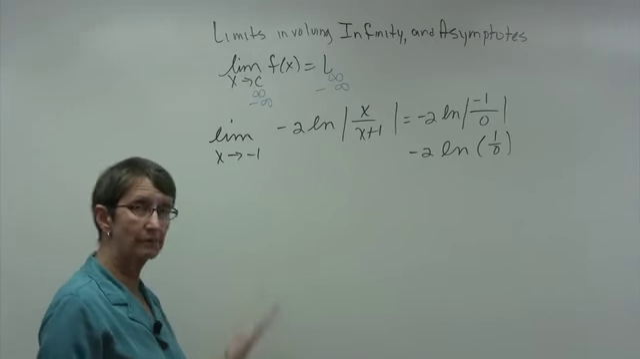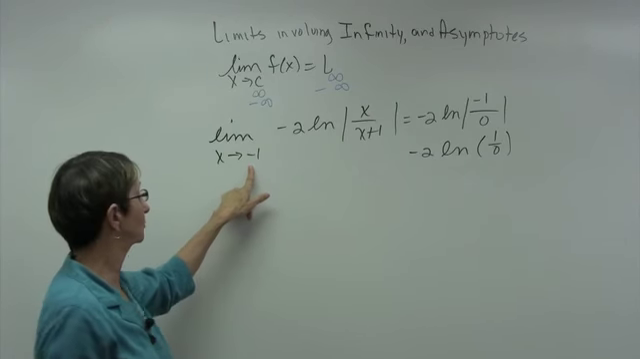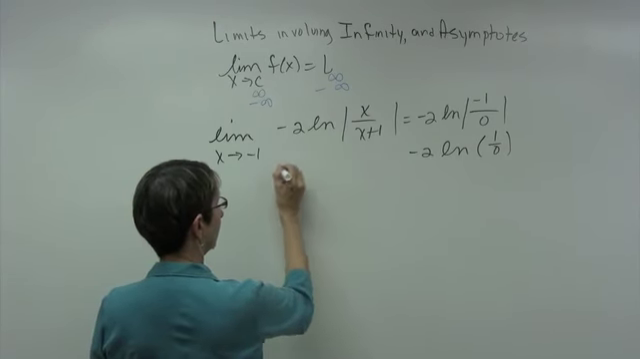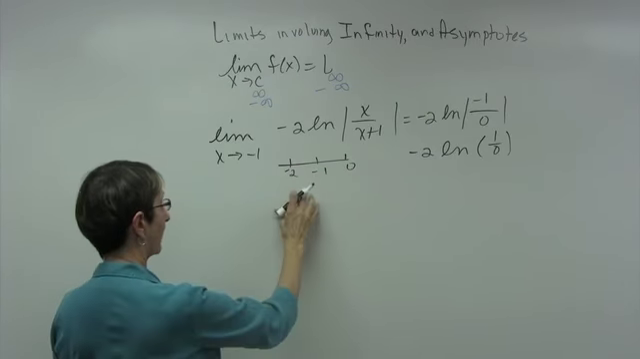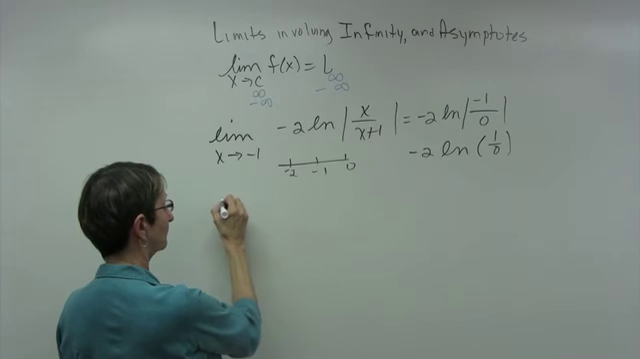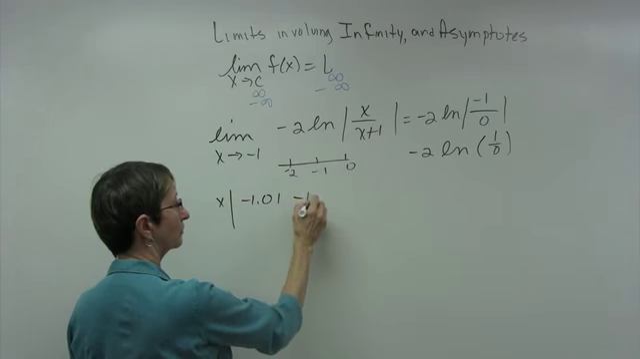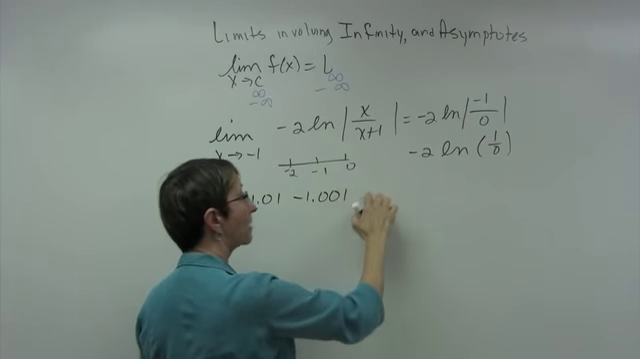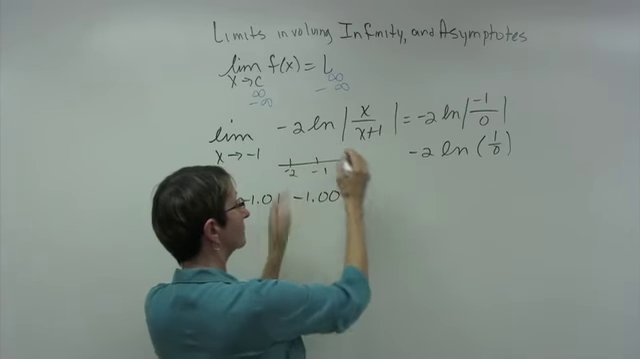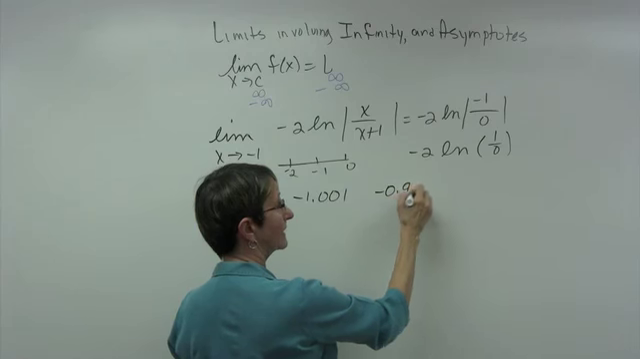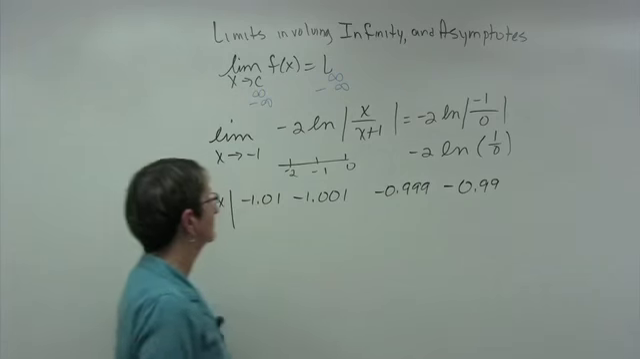So let's plug in some numbers as x gets very close to -1 and see if we can find some values. So if I'm thinking of -1, that's between -2 and 0. So if I'm approaching -1, let's put in for x -1.01, -1.001. Cannot put in -1. I don't get anything I can use. So let's go to the other side of -1 at -0.999, -0.99.